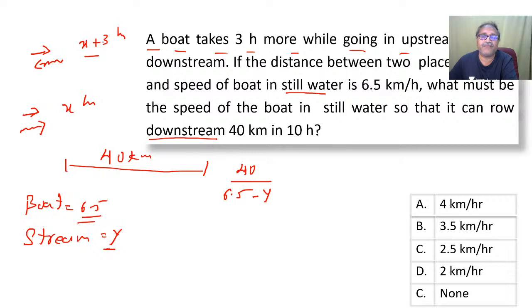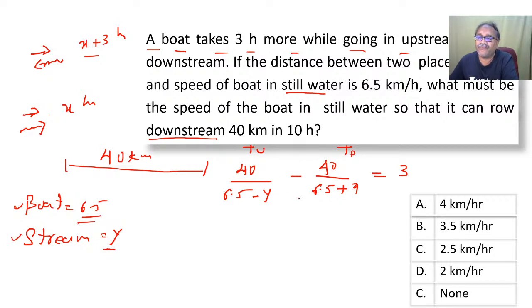This is the time for upstream minus the time for downstream. The same distance is there, that is 40 divided by the downstream speed, and the downstream speed is the sum of the speed of the boat plus the speed of the stream, that is 6.5 plus y. And it is given that this is equal to 3 hours. So time for upstream minus time for downstream is equal to 3 hours.